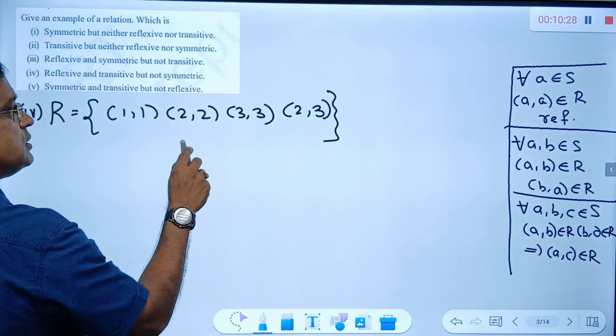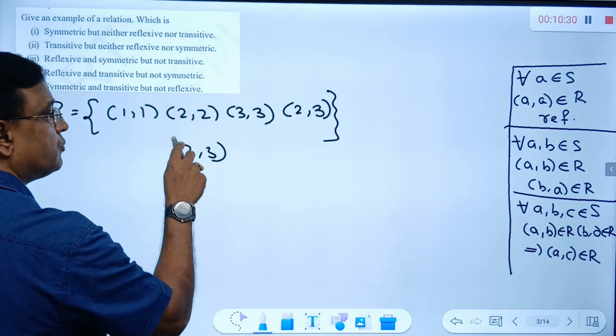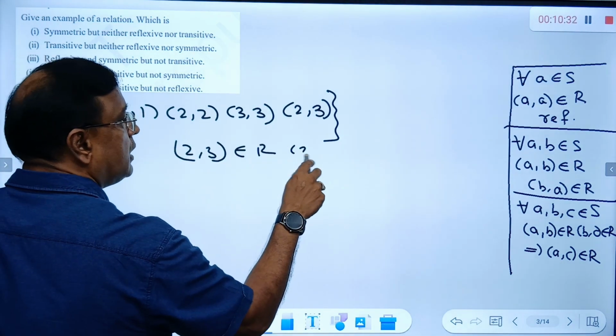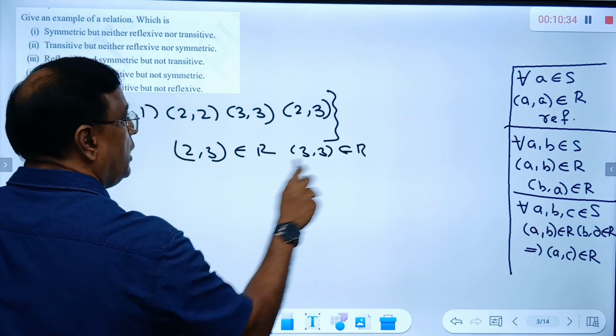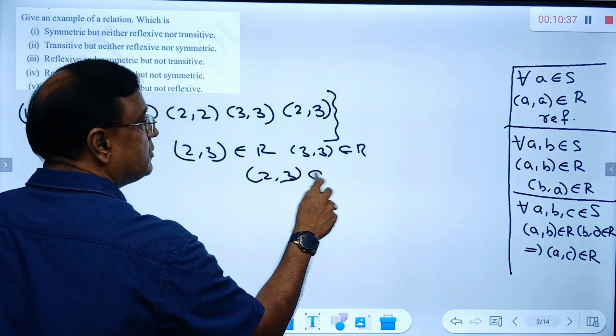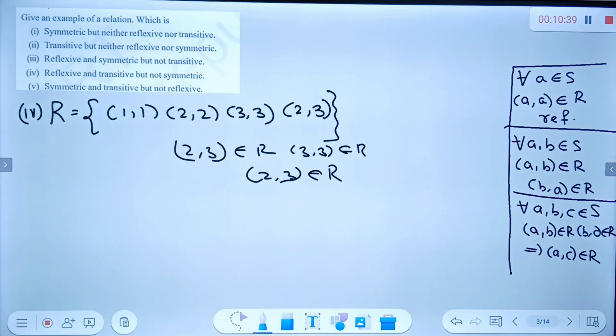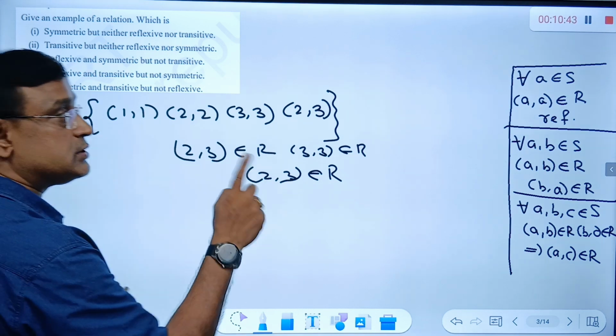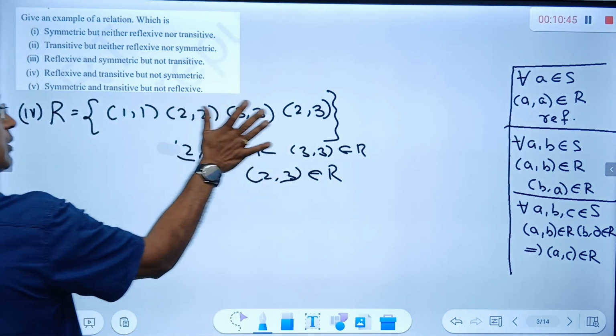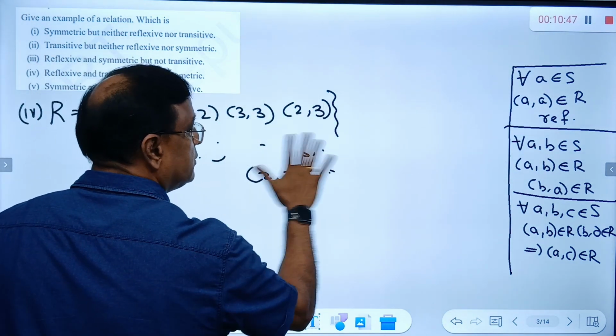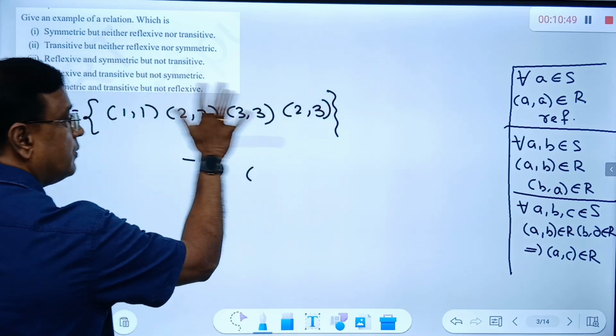If you choose 2 comma 3 belongs to R, and if you take 3 comma 3 belongs to R, you have 2 comma 3 belongs to R. So this is a perfect example of a relation which is reflexive and transitive, but definitely not symmetric because 3 comma 2 is not in R. Okay? So I don't need this, it is confusing, so I'll write this off.